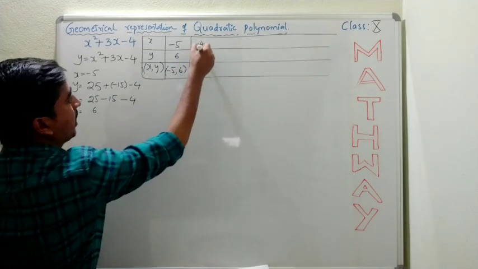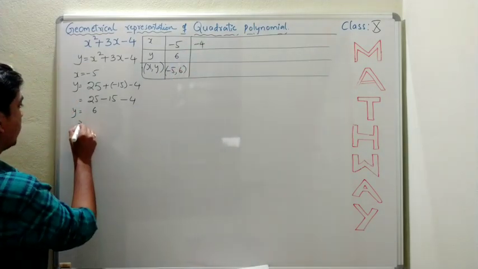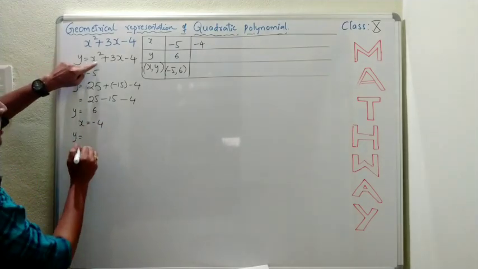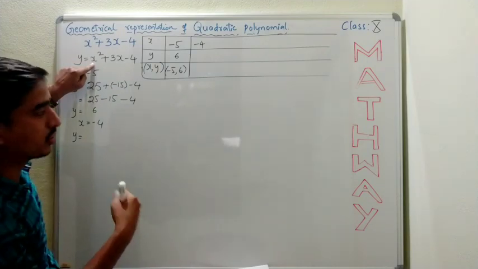Now put x as minus 4. By putting minus 4, we get y equals minus 4 square, which is 16.